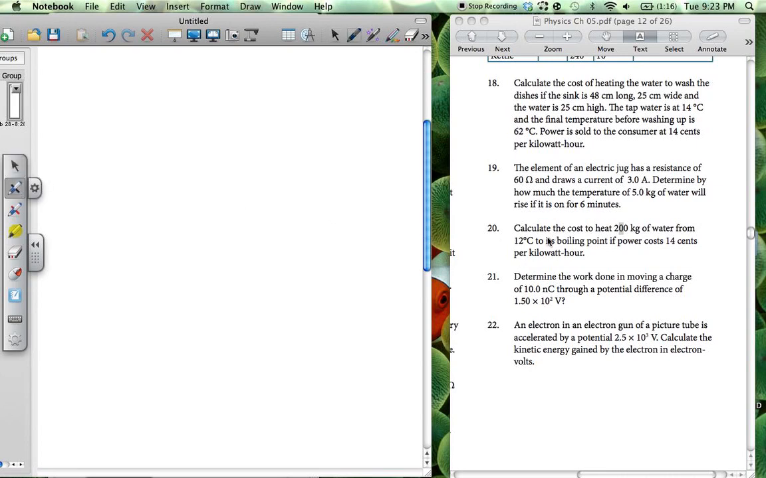Okay, now we've got the next one over here. Determine the work done in moving a charge of 10 nanocoulombs, that's small n as a nanocoulomb, through a potential difference of 1.5 times 10 to the 2 volts.